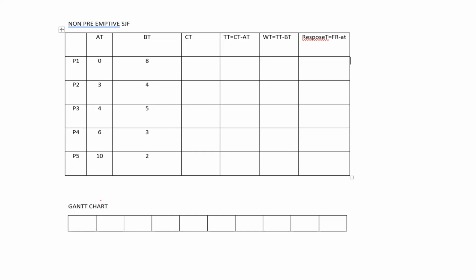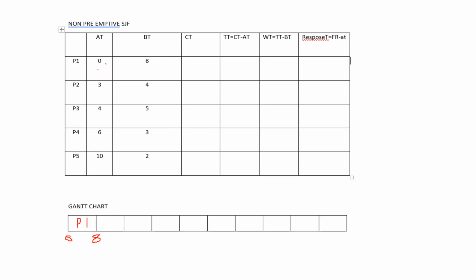Now in the Gantt chart, it is non-preemptive. At the arrival time of 0, only one process is there, that is P1. It has burst time 8, so I write P1, from 0 to 8. In between 0 and 8, some processes came with shorter bursts than this, but I couldn't remove P1. At any cost, I have to complete it.